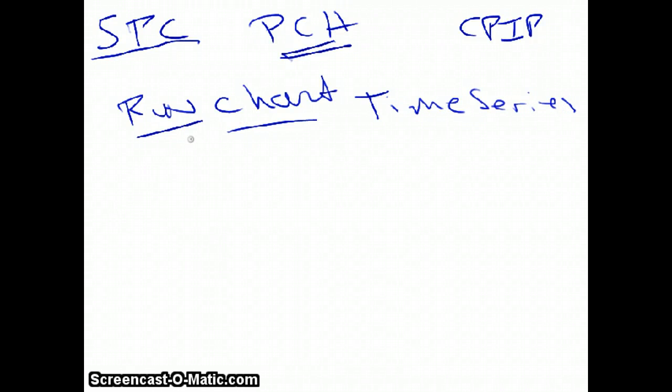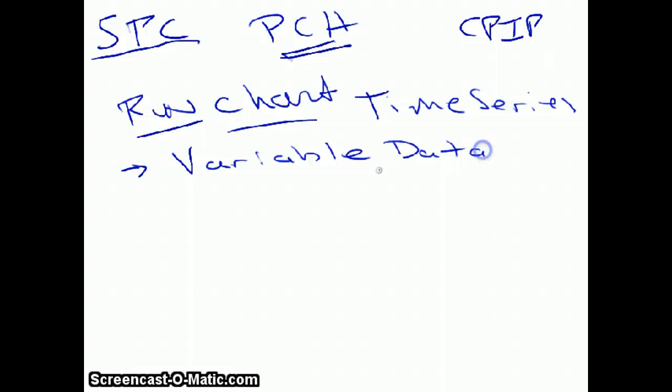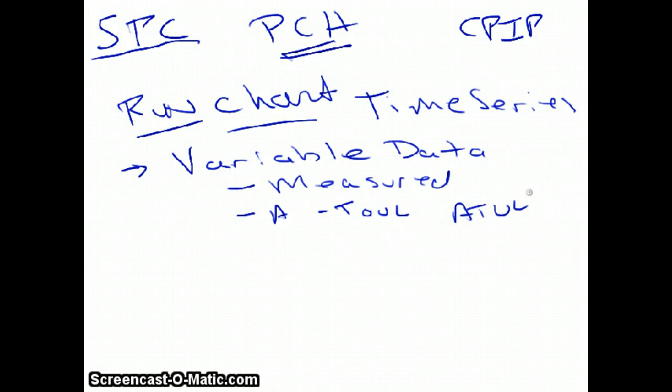So for our purposes, we're going to use some variable data, which means it was data that was measured. And generally speaking, we can know that something is measured because we used a tool, T-O-O-L. We used a tool to measure it.